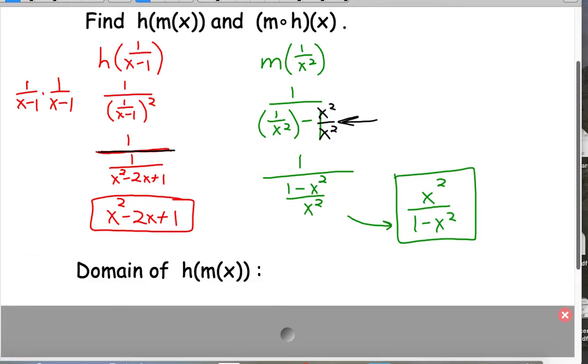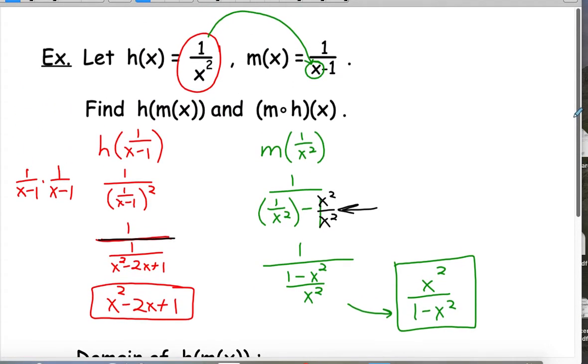Let's find the domain of the red one, h of m of x. So let's go back and look at the beginning. And so h of m of x, so let's start with the inside. Let's start with m of x. Do we have any restrictions here? Well, we know x cannot equal 1, because then we'd have a divide by 0. So x can't be 1.